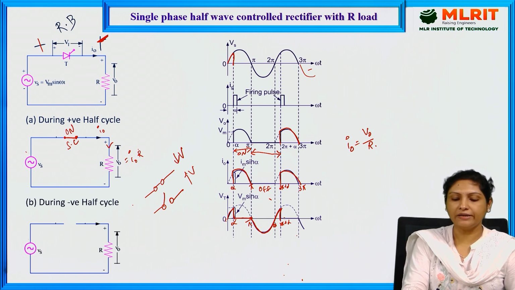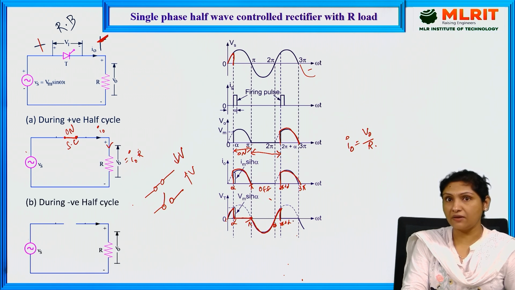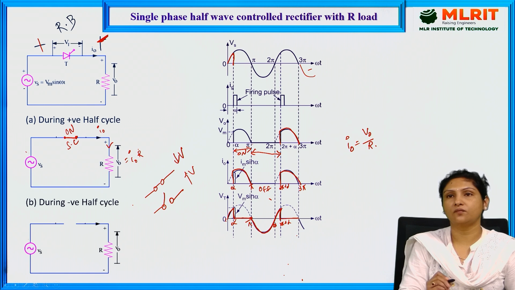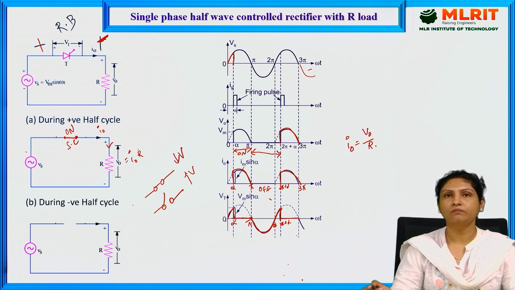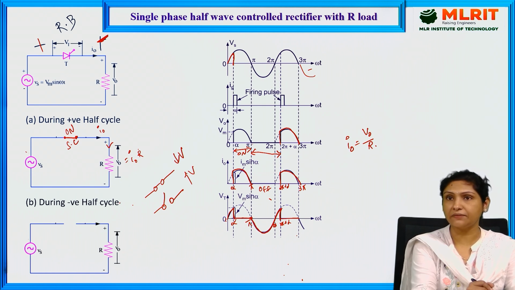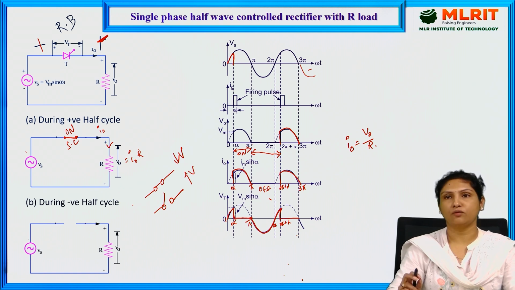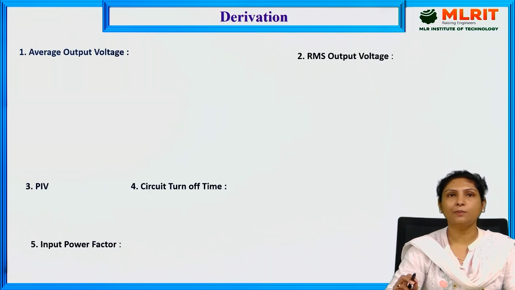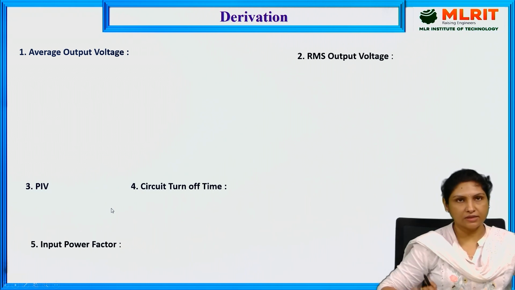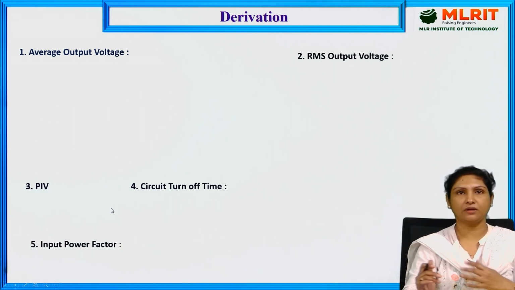And again, the thyristor's positive half cycle appears, and at 2 pi plus alpha we provide the triggering pulse. So that is all about the working principle of the single phase half wave rectifier with R load. We have seen the positive half cycle, the negative half cycle, as well as the waveforms. And coming to the average output voltage expression of the single phase half wave rectifier with R load.